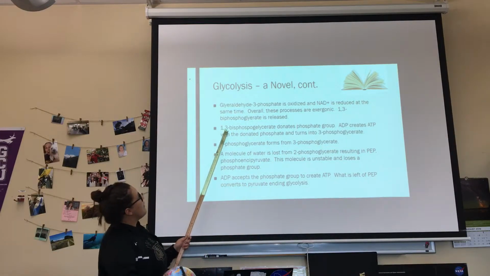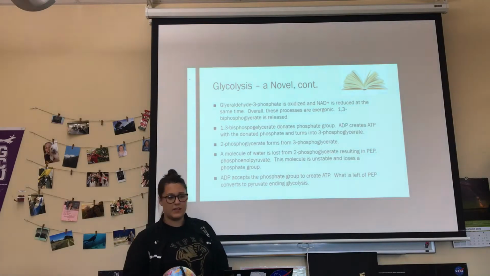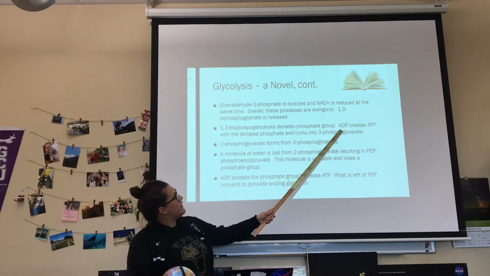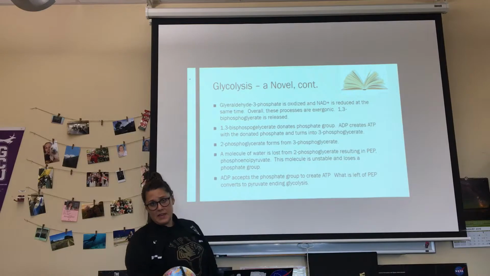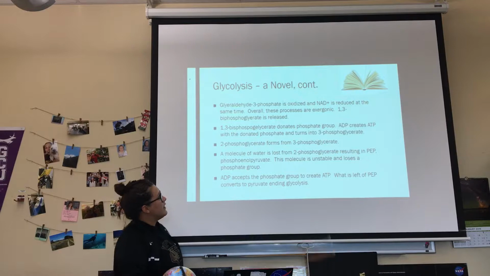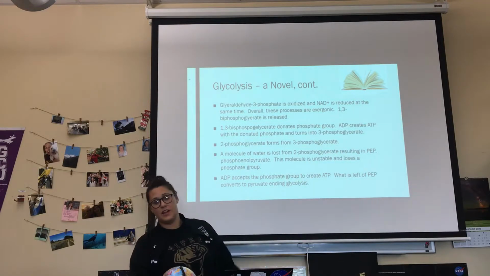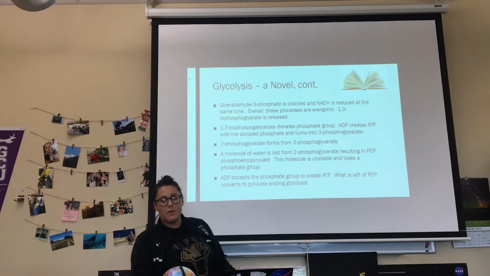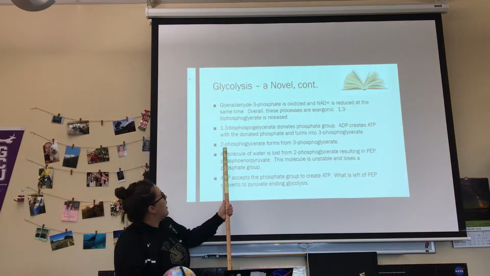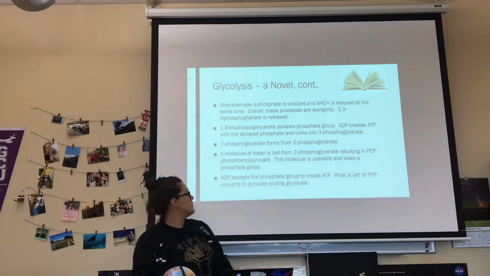So then going on, 1,3-bisphosphoglycerate donates a phosphate group. So again, we were talking about originally accepting a phosphate group. Now we're giving off a phosphate group. So when that phosphate group is given off, ADP creates ATP, T meaning tri, so it's picking up a phosphate, which is then donated, and it turns this 1,3-bisphosphoglycerate into 3-phosphoglycerate. So a lot of times when things are donated, you can tell by the name change in the prefix or suffix. But anyway, so then moving on, 2-phosphoglycerate forms from that 3-phosphoglycerate with the ATP and ADP transfers.